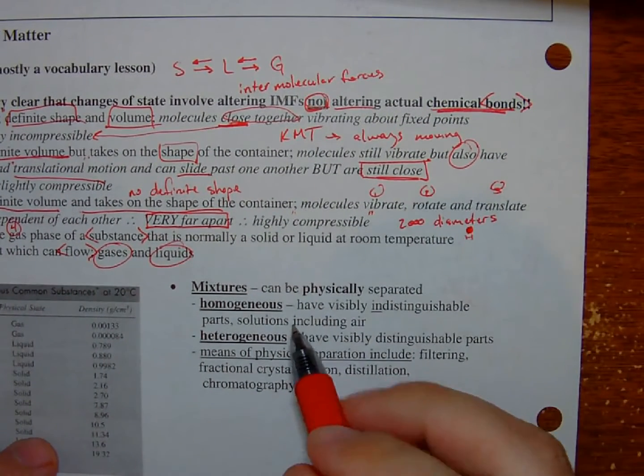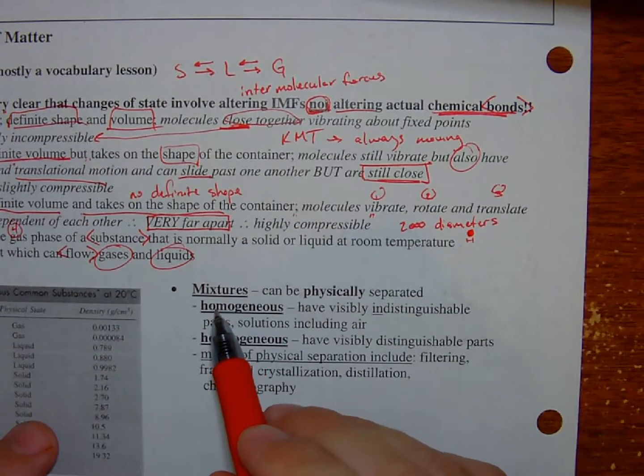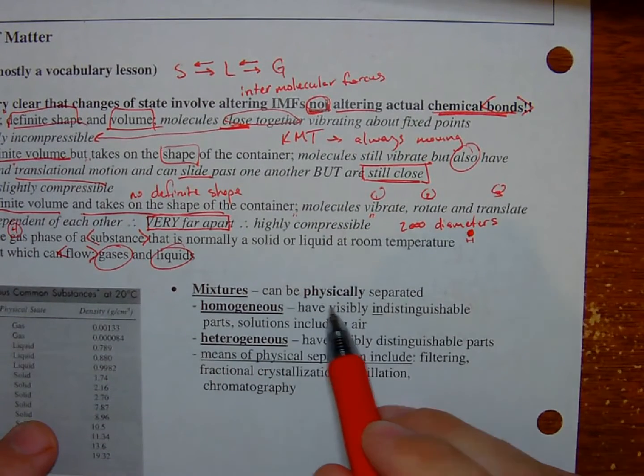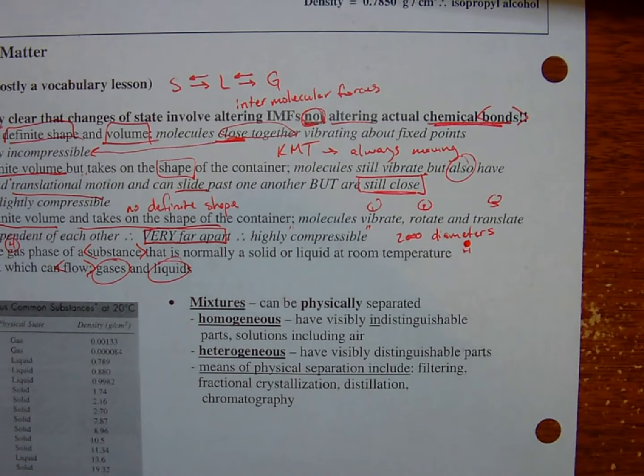Let's talk about mixtures. A mixture is a type of substance that can be physically separated, meaning the parts that make up the mixture, right? It's a mixture, the things have been mixed together. If it can be separated through physical means, meaning we don't need a nuclear reaction, we don't need a chemical reaction, we can just pull them apart. Now, the way we pull them apart can be pretty tricky, don't get me wrong, but we have to be able to do it physically.